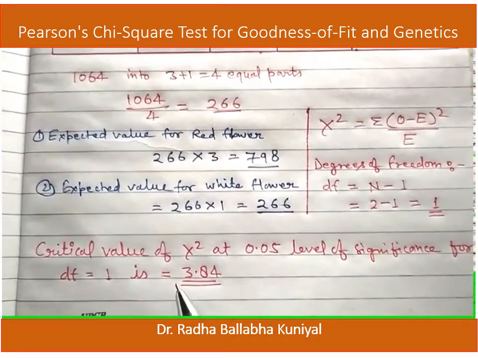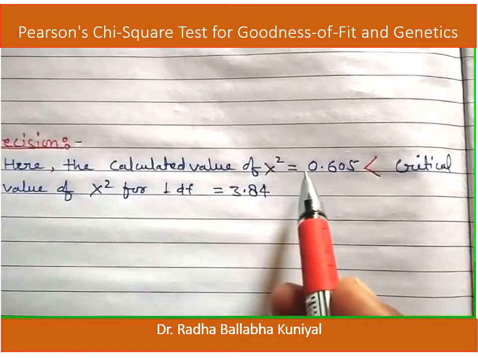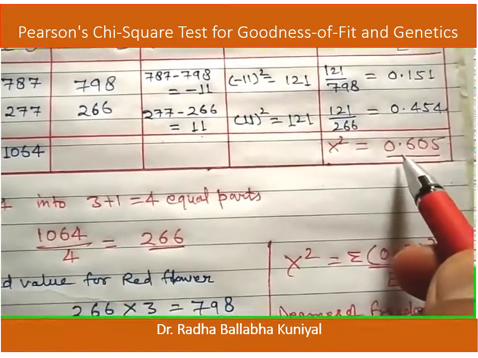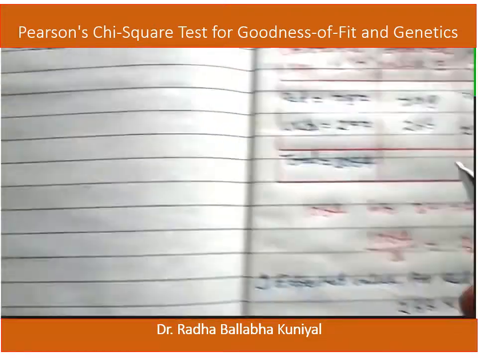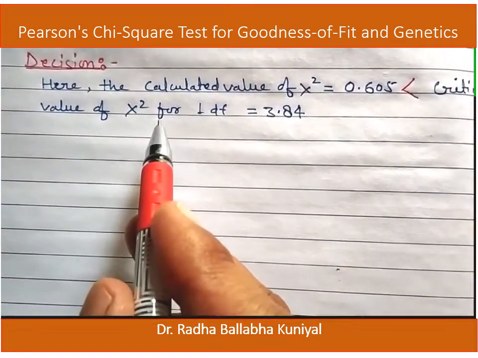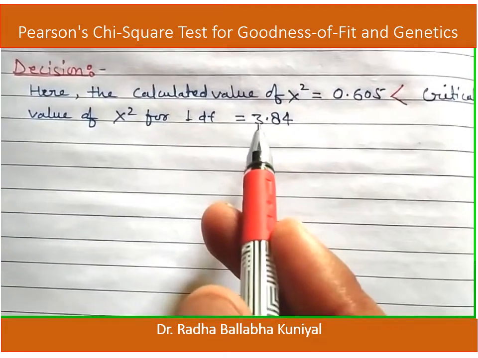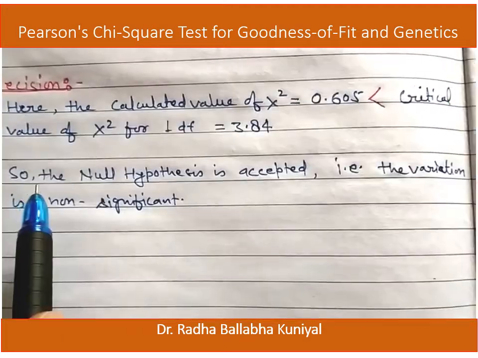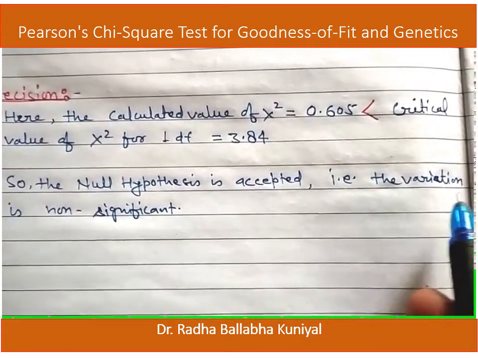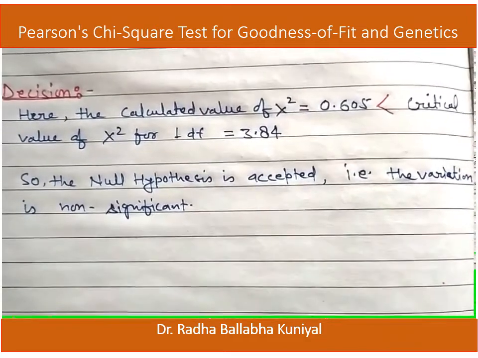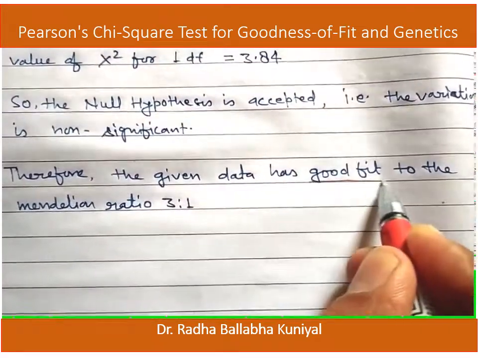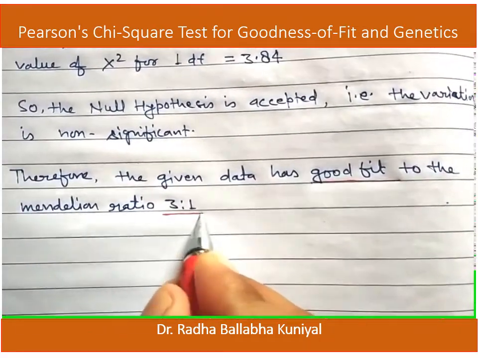Now we have to make a decision by comparing the critical value of the chi-square test with our calculated value. Here the calculated value of chi-square is 0.605, which is less than the critical value of chi-square for 1 degree of freedom, that is 3.84. So the null hypothesis is accepted, that is, we can say the variation is non-significant. Therefore the given data has a good fit to the Mendelian ratio, that is 3:1.